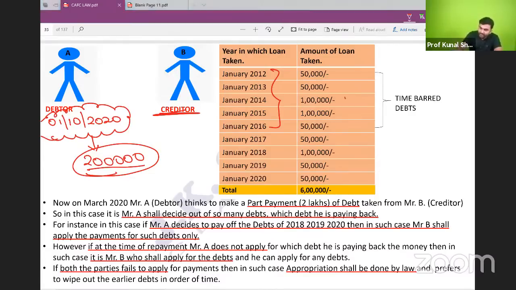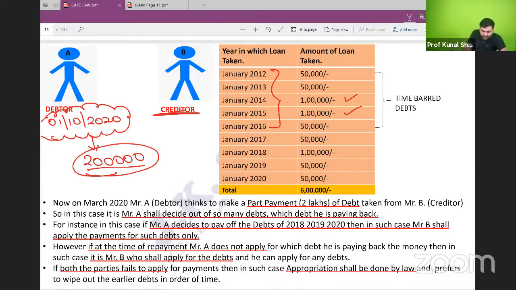The creditor thought, okay, I have received the repayment of 2014 and 2015. Then it is a repayment of 2014 and 2015. So first, the right of application is given to the debtor. If the debtor fails to apply, then it is a right given to the creditor. The creditor can apply anywhere he wants to apply, irrespective of whether it is a time barred debt or not.